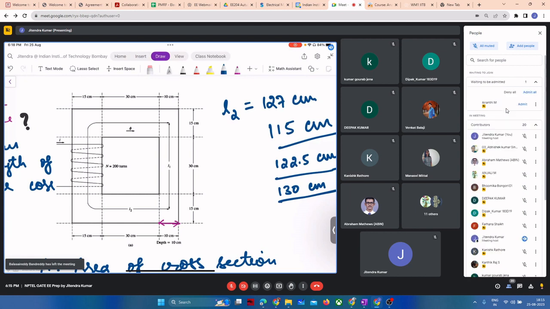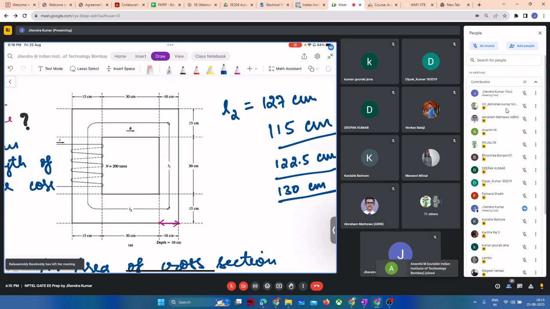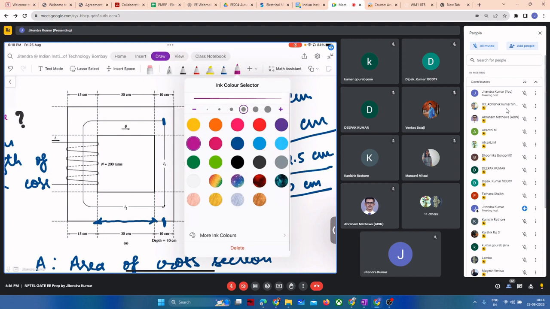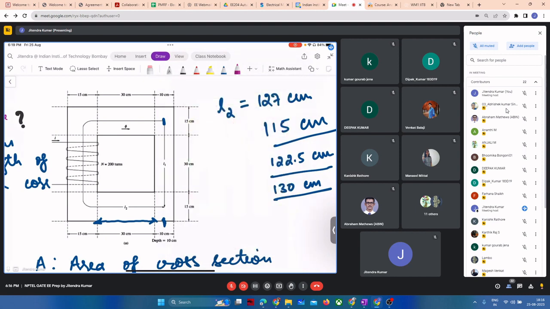And let me tell you how you could have computed it precisely. See, this length is 30 centimeter. And when we are computing L2, we are measuring from this point to this point, right? So this is 30 and this is half of 10, so this should be 5 centimeter.